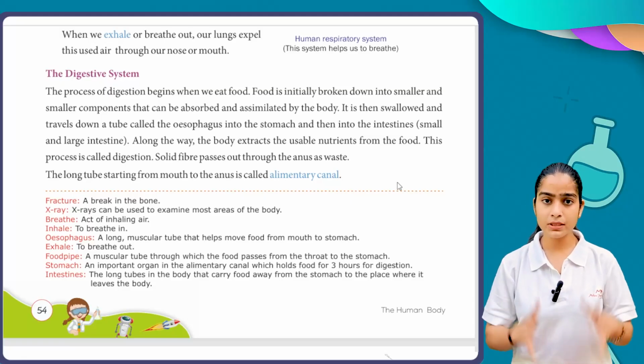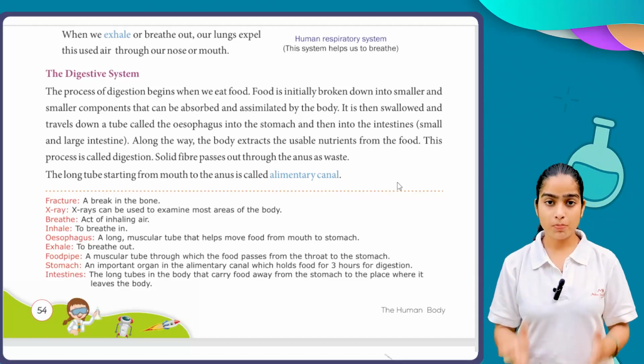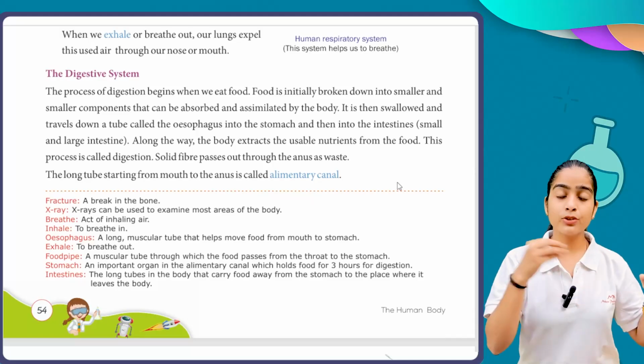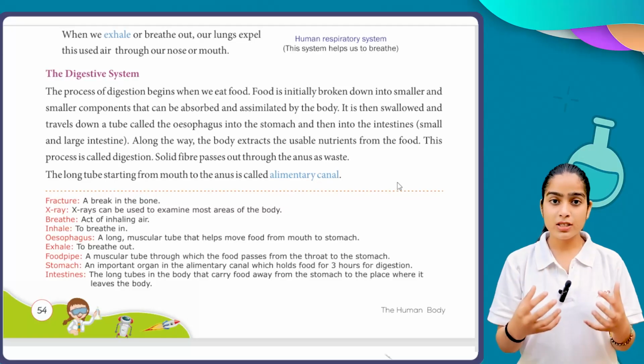So what will happen? First of all, for example, we take a chapati. This whole big chapati, we have to cut it down into small parts, right? And we can say into a bolus, to digest it properly.